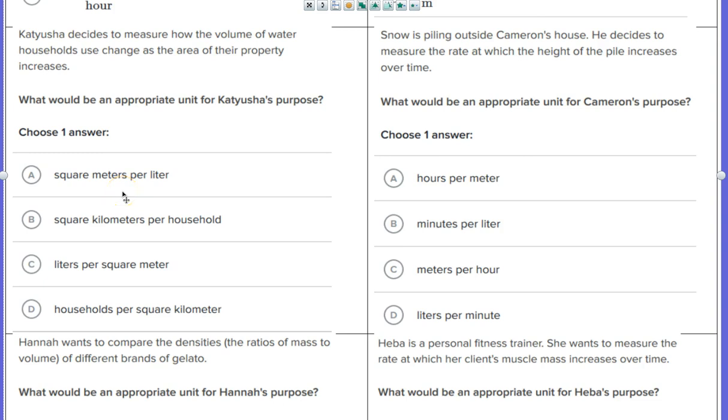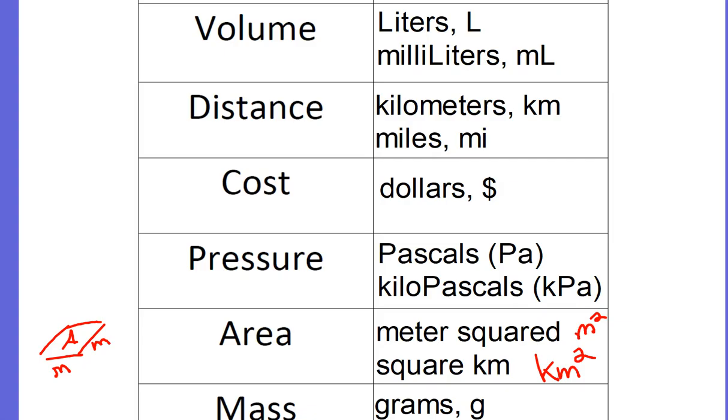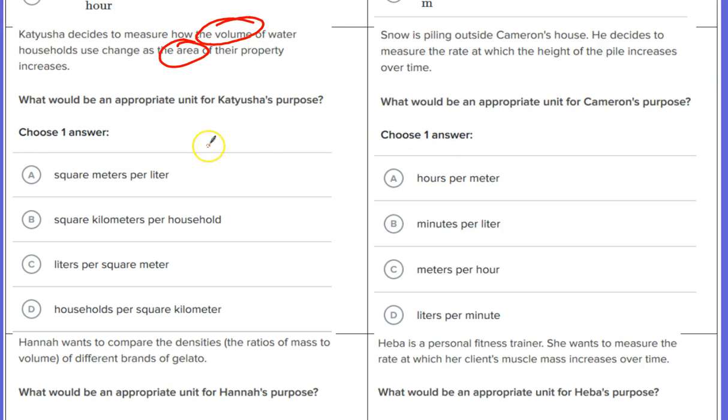Katiusha decides to measure how the volume of water households use changes as the area of their property increases. Okay, so the two are volume and area. Now volume is liters and area is meters squared. So that's a volume per area. So I'm going to be dividing a liter by a square meter. Squared, that's tempting, but no, it's got the wrong thing. Liters per square meter, that's going to be the one.